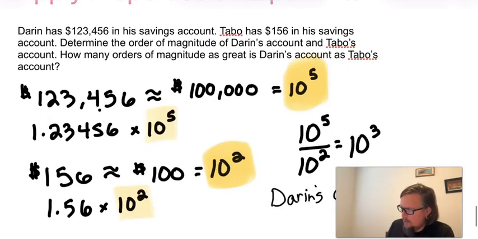Darren's account is about 10 to the 3rd times as great as Tabo's.